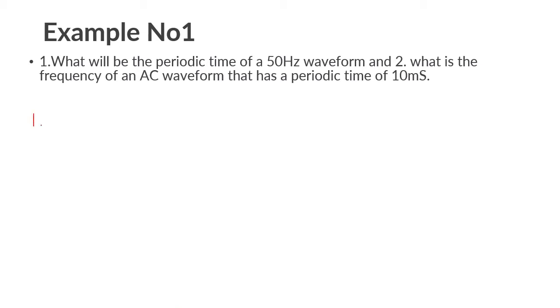So the solution is, in the first part they are asking for the periodic time. As we all know, the periodic time will be the reciprocal value of the frequency. So this is the basic equation. Now we can substitute for the frequency. The frequency value is 50 Hz. So 1 over 50 will be equal to 0.02 second, or another way we can write it as 20 milliseconds.